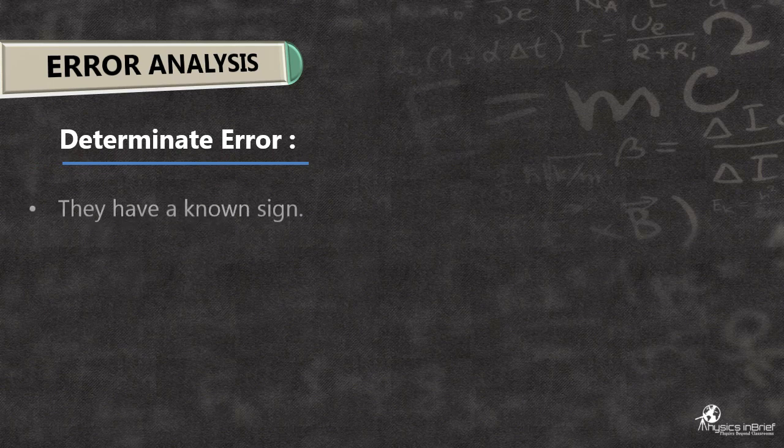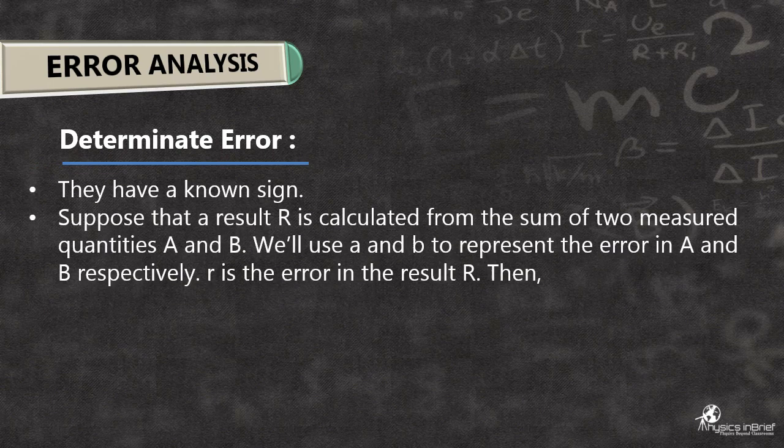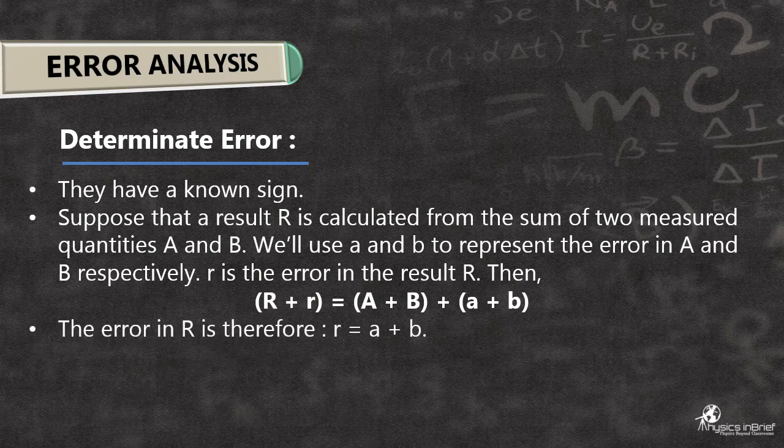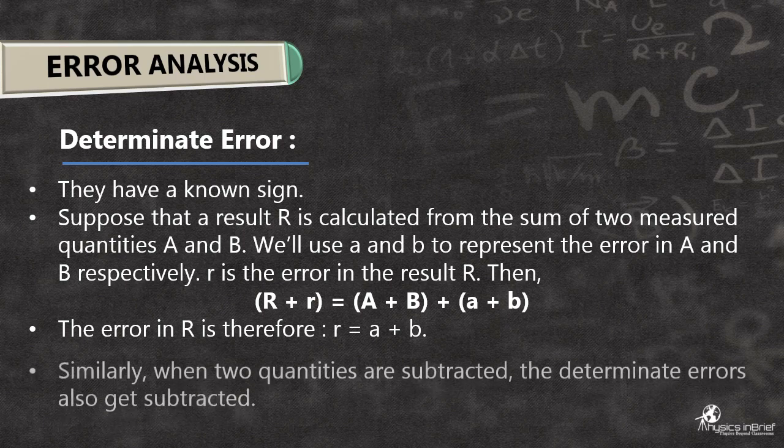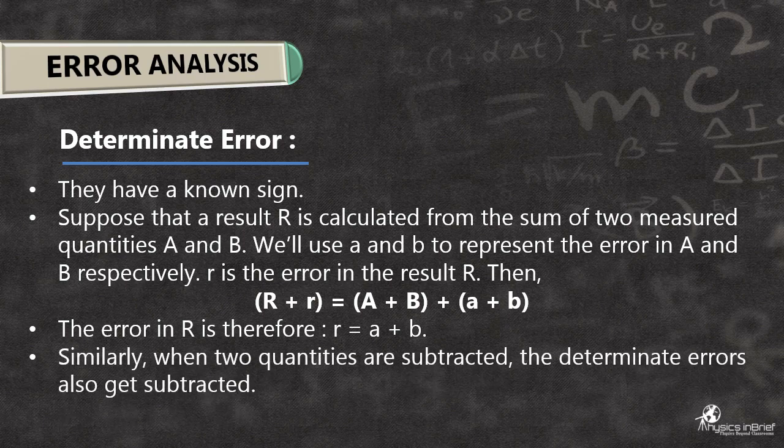Determinate error. They have a known sign. Suppose that a result R is calculated from the sum of two measured quantities, A and B. We'll use small a and b to represent the error in A and B respectively. Small r is the error in the result R. Then, capital R plus small r is equal to capital A plus capital B, plus small a plus small b. The error in R is therefore small a plus small b. Similarly, when two quantities are subtracted, the determinate errors also get subtracted.